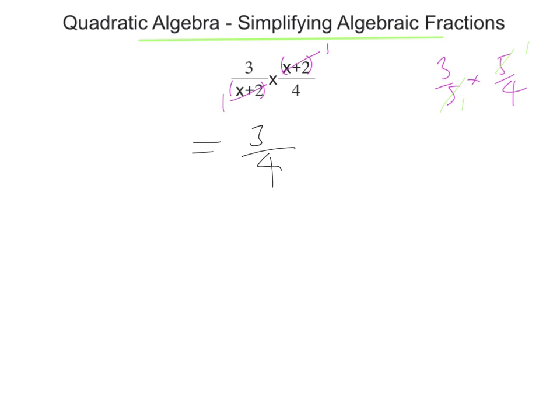Just be careful, you can't cancel this x here on its own with this x here, because it's got something added onto it. You can only cancel things that are multiplied and divided. So because this whole bracket is multiplied by this fraction with the bracket on the top, we can cancel whole brackets, but not what's inside the bracket.